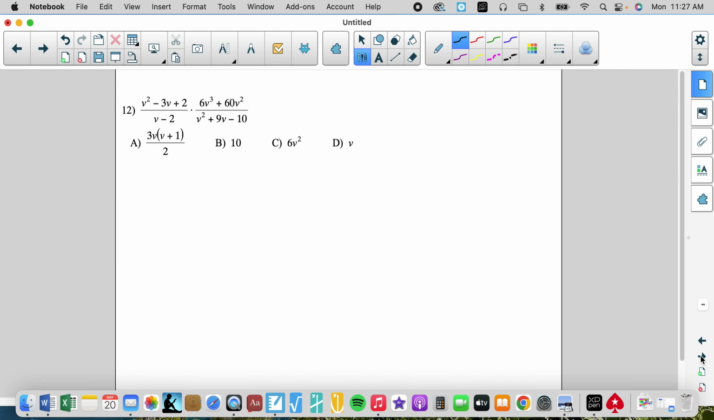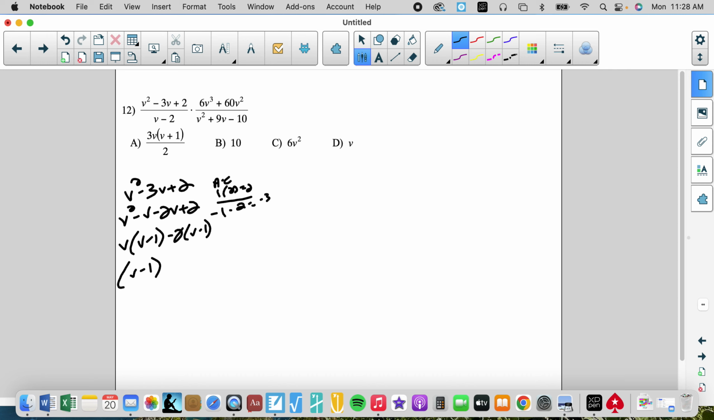Number 12. So we, again, v squared minus 3v plus 2. A times C, 1 times 2 is 2. Factors of 2 are 1 and 2. Signs are the same, both are negative. Negative 3, so we get v squared minus v minus 2v plus 2. Factor out v, we get v minus 1. Factor out negative 2, we get v minus 1. So v minus 1, v minus 2. Bottom left can't be factored.